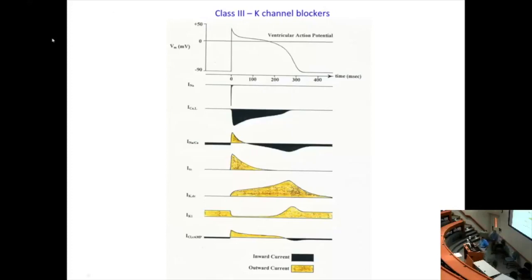So you guys remember probably this figure. This is our action potential, our ventricular action potential up top. These are our currents on the bottom. Remember, a downward deflection is an inward current. That means positive charge coming in. That means depolarization, right? More positive charge inside, membrane voltage goes up.